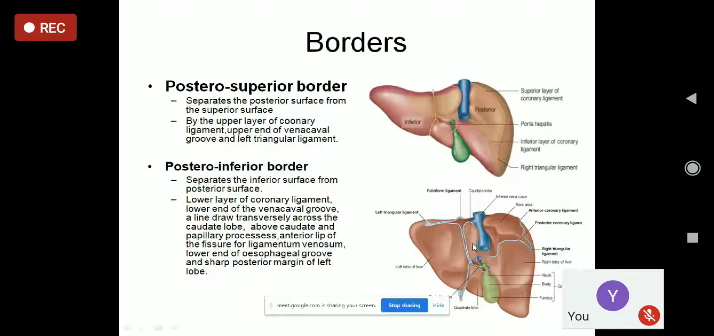So it passes from here and goes to the fissure for the ligamentum venosum. This is the ligamentum venosum. Then it ends in the esophageal groove. Here is the esophageal groove. Then it ends in the sharp margin of the left lobe. Or you can see it like this: it extends from the posterior lower layer of the coronary ligament and the lower end of the inferior vena cava. Then it passes transversely across the caudate lobe, then goes to the fissure for the ligamentum venosum. Here there is the groove for the ligamentum venosum. Then it goes to the esophageal impression, then to the sharp margin of the left lobe of the liver.